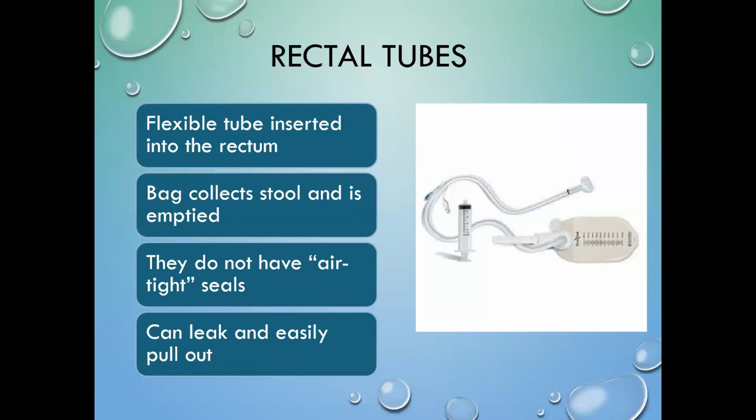All right, next up are rectal tubes. This is a flexible tube that's inserted into the rectum. It does exactly what you think it does. It removes stool. There's a bag on the other side that collects it all. Nursing staff will consistently monitor and empty this bag. Things that you need to know are that they usually don't have an airtight seal, so you might notice some uncomfortable smells in the room. They can also leak and easily pull out. Not like it happens all the time, but it's just something to be aware of if you're moving the patient out of bed or, again, moving the head of bed up or down.